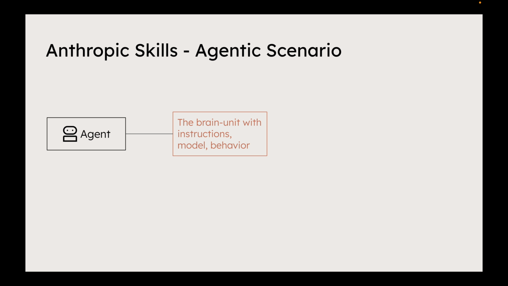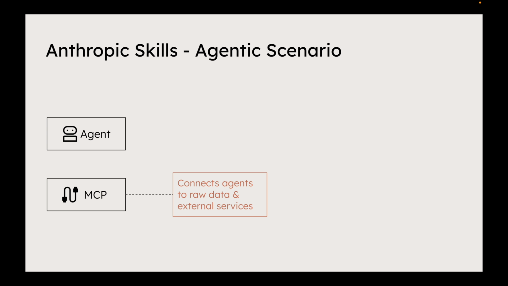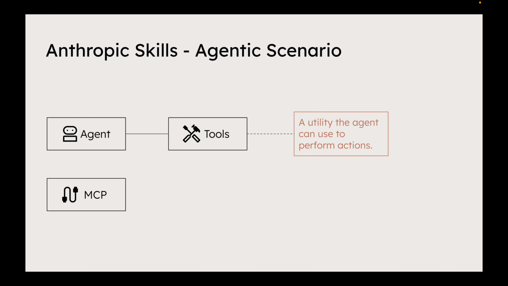So let's talk about an agentic scenario. Let's say we have an agent and this here is the brain unit of the whole thing. We provide it with some set of system instructions and we also specify the model in here. Next, we also know that there's a thing called MCP, which is more like a middle layer which connects agents to external services or even raw data. Then we have tools, which are more like utilities that these agents can use to perform a specific action. And the fun part is that the agents don't directly talk to MCP servers. They use tools to do the talking.